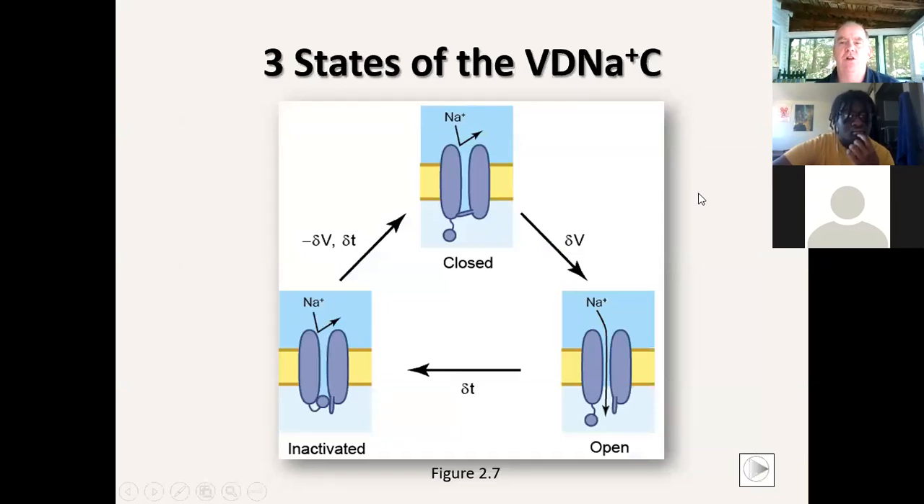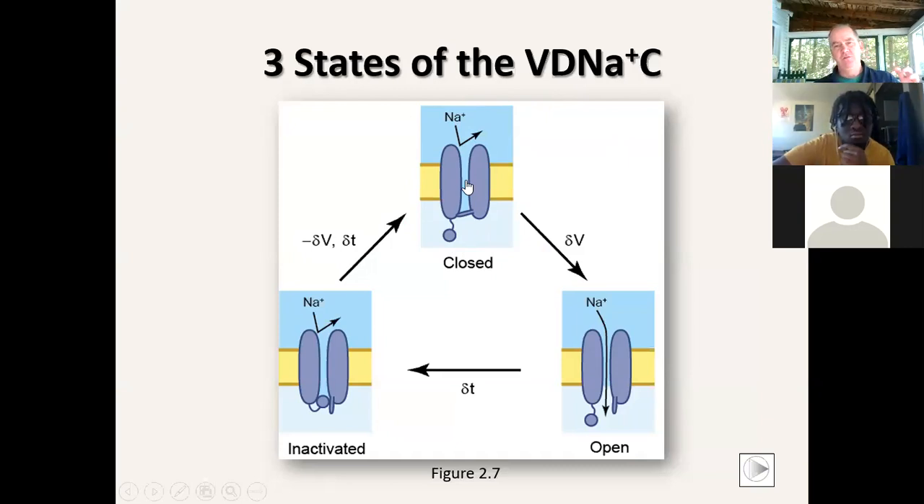Now, to talk about the action potential, we have to talk about the different states of the sodium channel. When the membrane is at rest, it's in this closed state, and we've got two different things here that are controlling movement of sodium through. One is the voltage gate, and the other is the inactivation particle. At rest, the voltage gate is closed, so sodium can't go through.